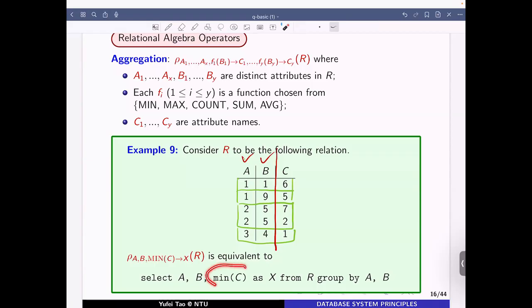Now you have this minimum C as well. So if you want the result of this query, it will be a table whose schema is ABX. For every AB group, you will have a tuple there. So this is say 1, 1, 6. This is essentially the smallest C value within this group. However, this group has just a single tuple, so this minimum basically takes directly the C value of this tuple. And then the next tuple in the output is 1, 9, 5.